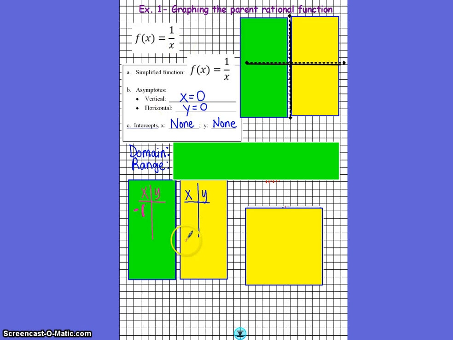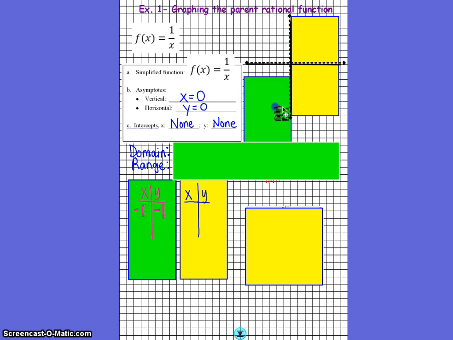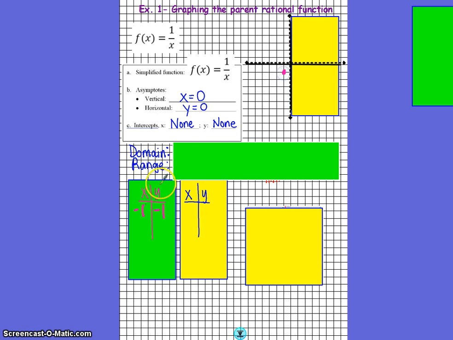When x equals -1, y equals -1, let's plot it. -1, -1, and I'm going to move this so that I can see my coordinates. -1, -1 is this value right here. And we need to pick at least one more point. Let's try -2. If I plug in -2 into the original function, it's -1/2. Okay, that's that point right there.